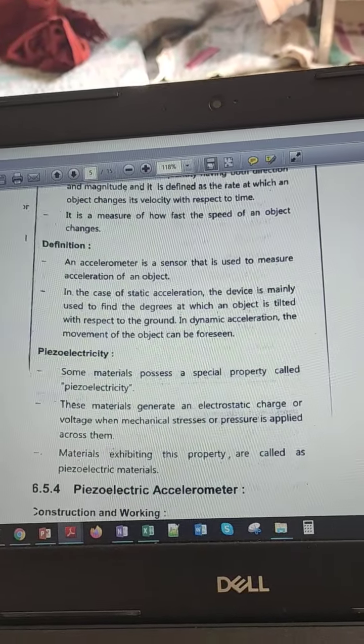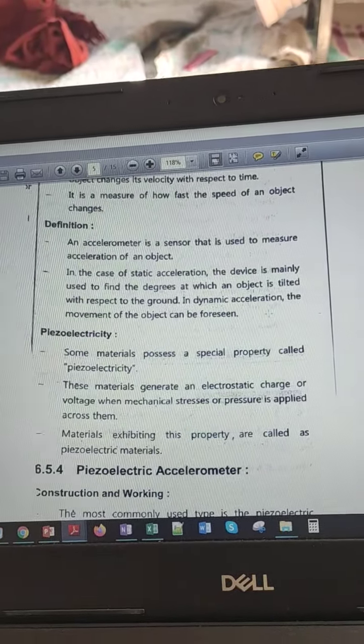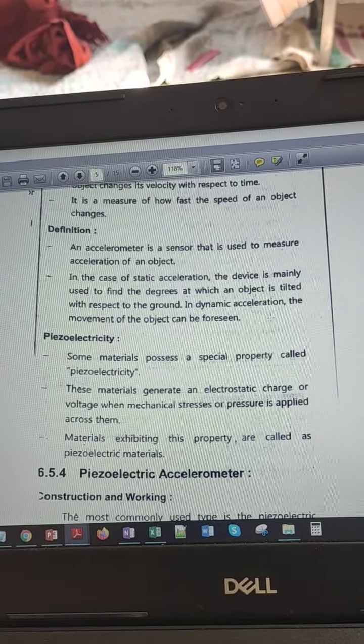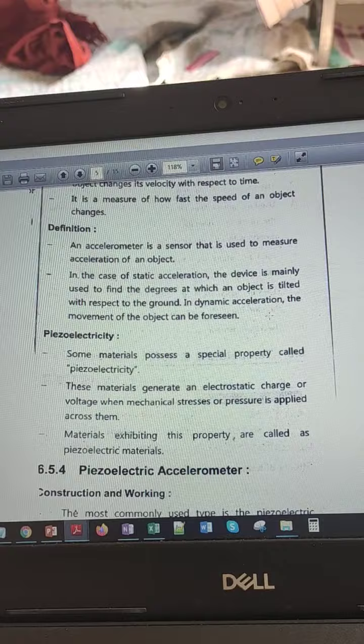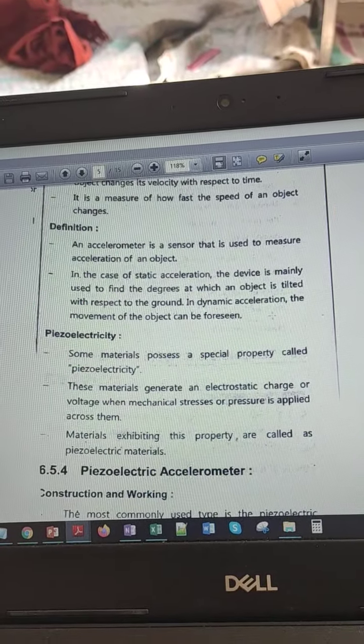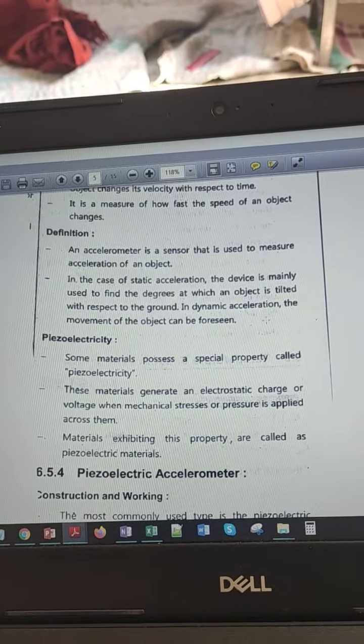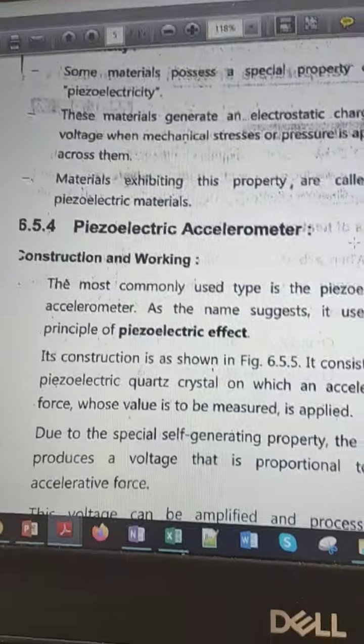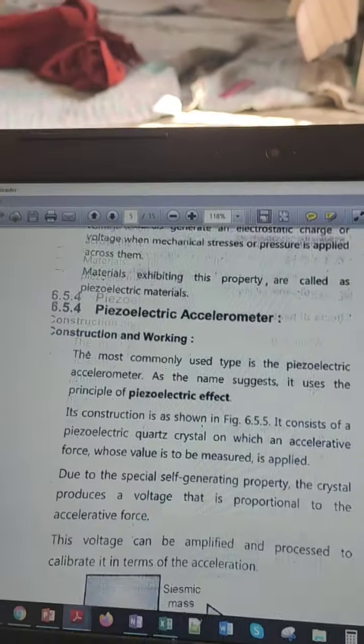Some materials possess a specific property, which we call piezoelectricity. This material generates electrostatic charges or voltage when mechanical stress or pressure is applied. Material exhibiting this property we call a piezoelectric material. So this is one piezoelectric accelerometer.